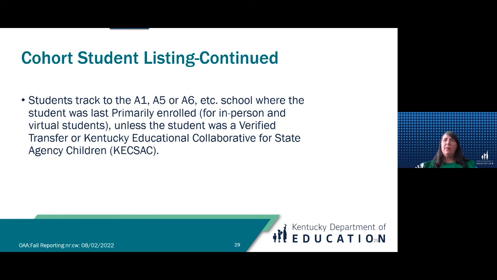And also look at the diploma types for your students and their on-time status, whether they're on time or took additional time, which will show on your cohort student listings. You always want to look at those student listings, because that's going to affect your graduation rate coming up. You will not see it during data review, but you will be able to see it soon for the next phase.